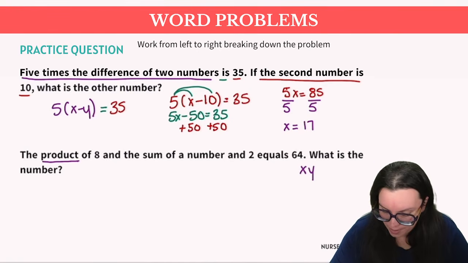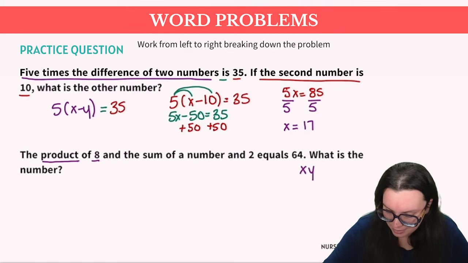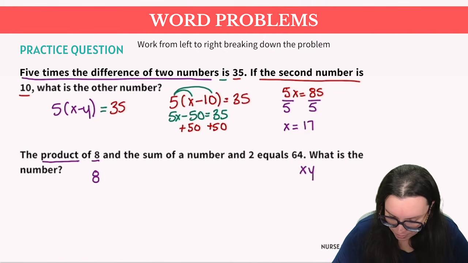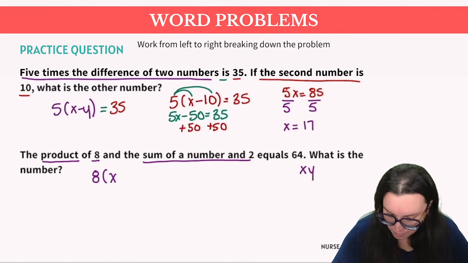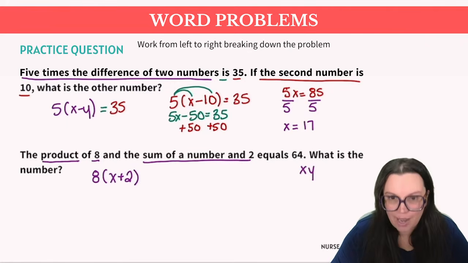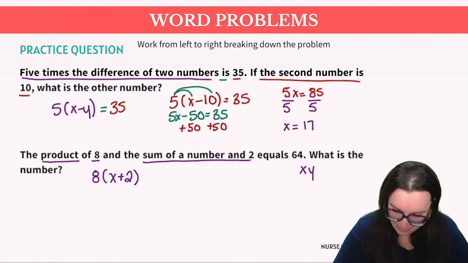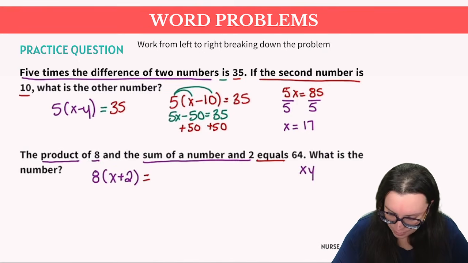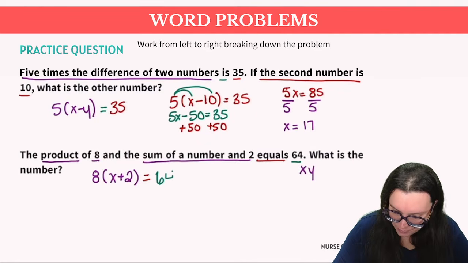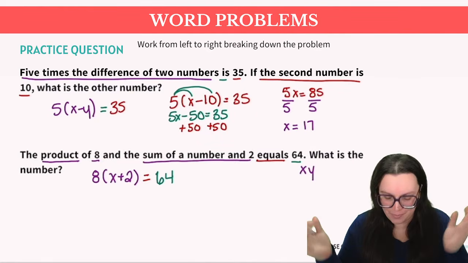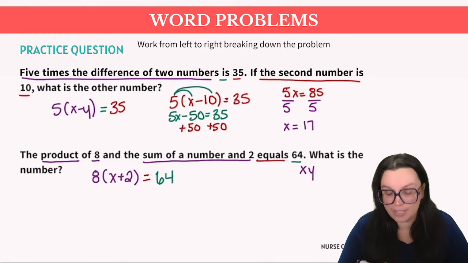So we know that we have the product of 8, so that's the start of our equation, and it's going to be the sum of a number and 2. So that's going to be x as our number plus the number 2, and we're going to close our parentheses. Next, we have the word equals. So of course, equals is equal to equal. And then lastly, we have the number 64. So 64 is 64.